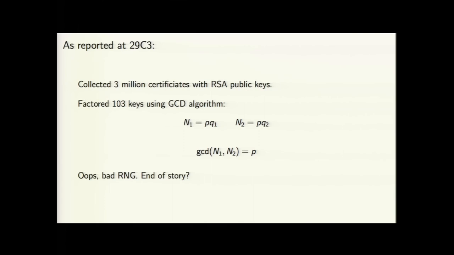There were 103 keys that had this property. If you have two RSA keys that share one common prime P, you can compute the GCD, that gives you P, you can divide out, get P and Q, and that gives you the private key. There are lots of RNG failures of this form. If you went to Alex's talk earlier today, you heard about weak keys in routers and things. Bad random number generator, end of story, right? They've got to fix it.